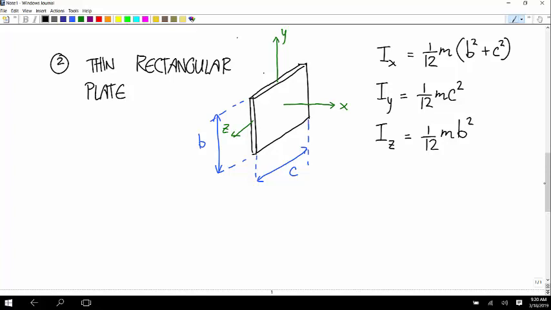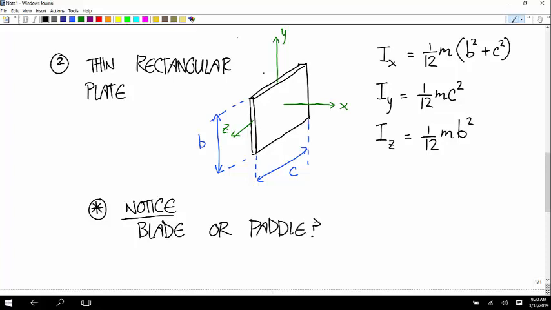And then the third one is a thin disk. Okay, so this one, notice the question is always, if you have a rectangular plate, are you talking about a rotation like a blade or a paddle? The way it's rotating, if you put your hand in its way, would it slice you or slap you? Okay, that's catchy. I'm going to use that in the future. Mental note.